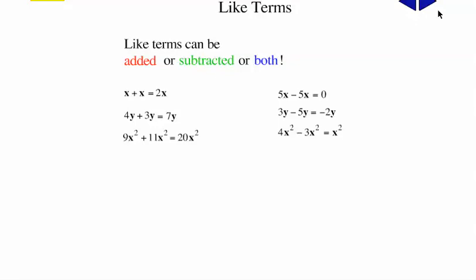Okay? Or both. You could add and subtract at the same time. So 3x minus 4x plus 2x, that's going to give us 1x. Minus 7xz plus 8xz, which is 1, take away 10xz. 1 take away 10 is minus 9. So minus 9xz. Here we have 2x squared plus 3x squared, take away 5x squared, which gives us 0x squared, which is just 0.